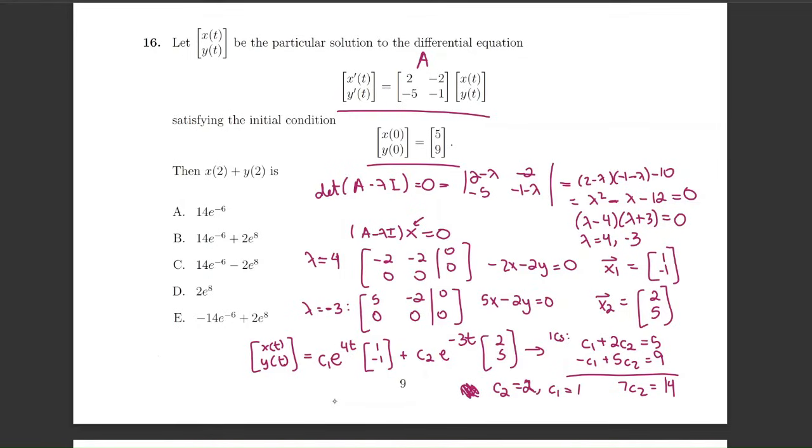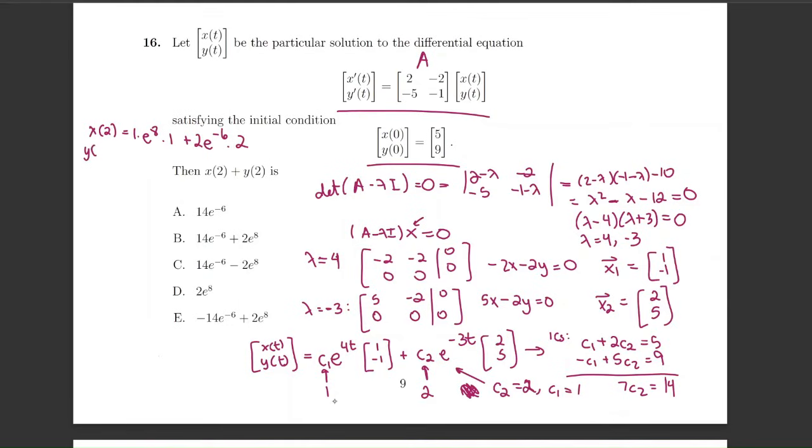Okay, so now we can plug that into this expression here. And then we get x of t times y of t equals 1 times this and then 2 times that. Okay, so now what we can do is figure out what x2 and y2 are. So x2 is equal to 1 times e to the 8th. You plug in t equals 2, right? Times 1 plus 2 times e to the negative 6 times 2.